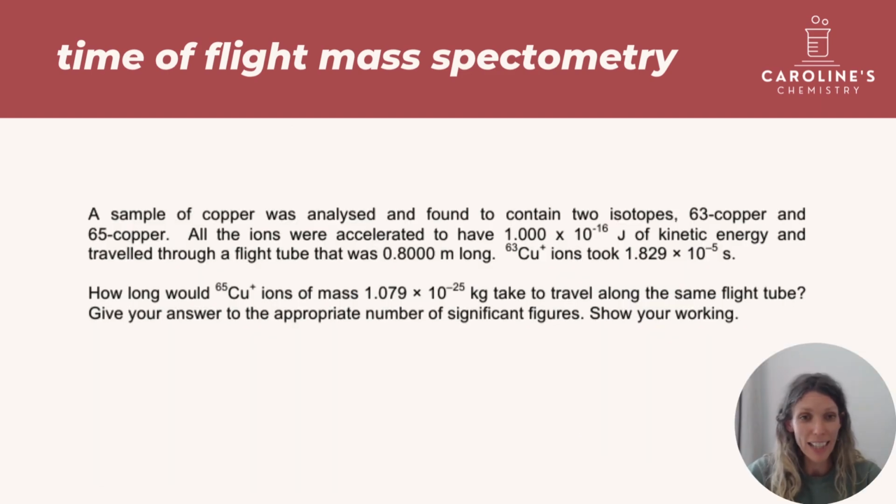Okay, here is the last question we're going to tackle together for today. And this is where we have two different ions. So in this case, they are copper. So a 63 copper isotope and a 65 copper isotope. We are given the time of flight for one of those isotopes, and our job is to find the time of flight for the other isotope. So pause the video now, have a good read of the question, see how far you can get, and we'll go through it next.